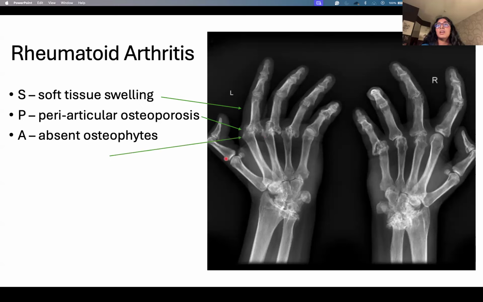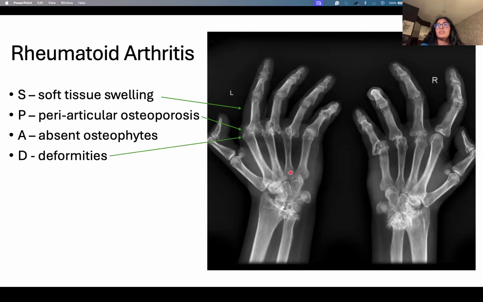Absent osteophytes. The theory here is that because there's lots of inflammation, osteophytes are not attracted to these areas to replace the damage being done. That's why you see them in osteo, because there's nothing actually inflammatory going on there. Whereas in rheumatoid, you've got loads of other markers flooding to these areas, so osteophytes aren't going to be there.